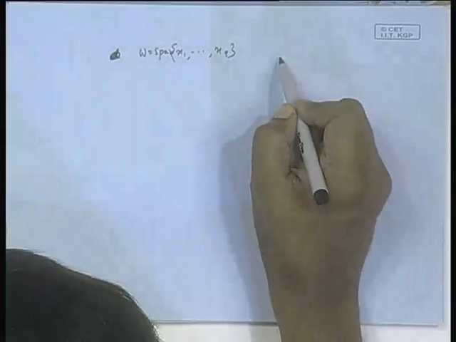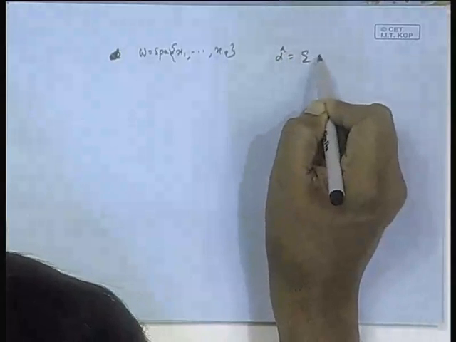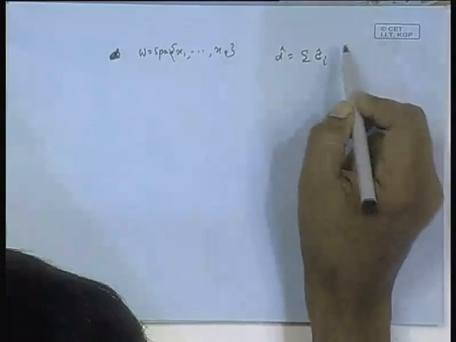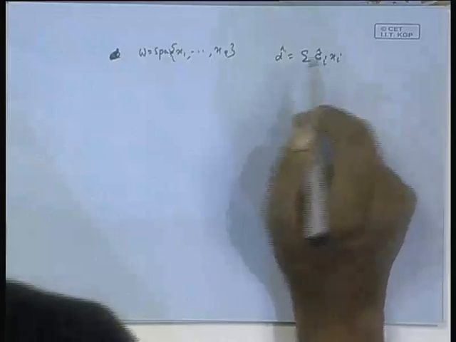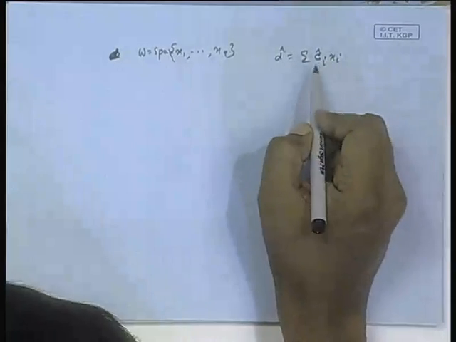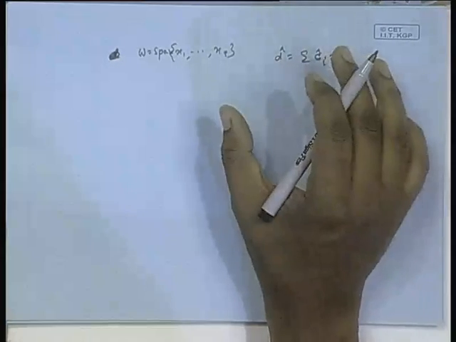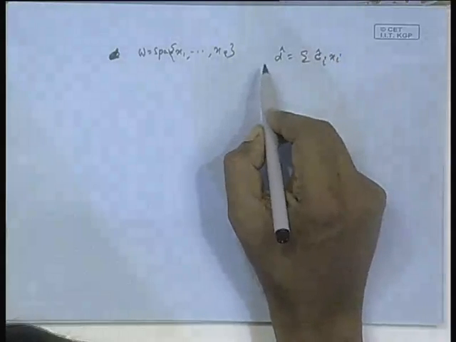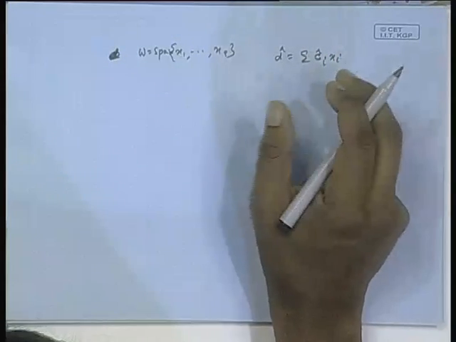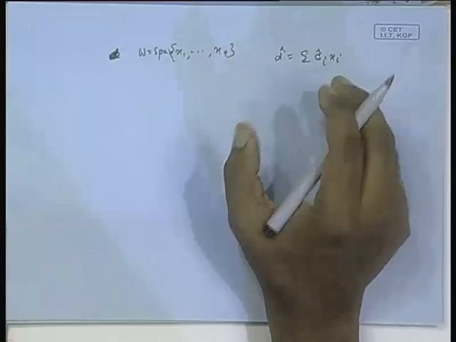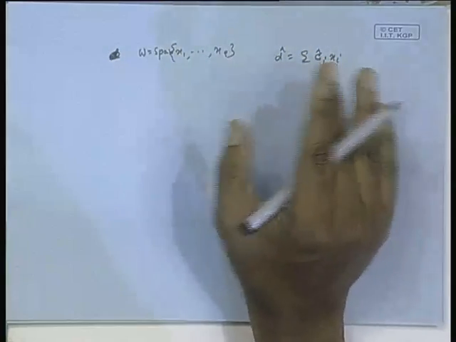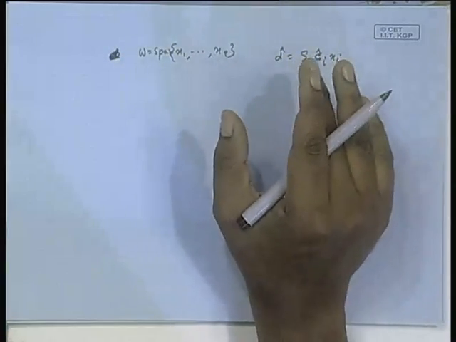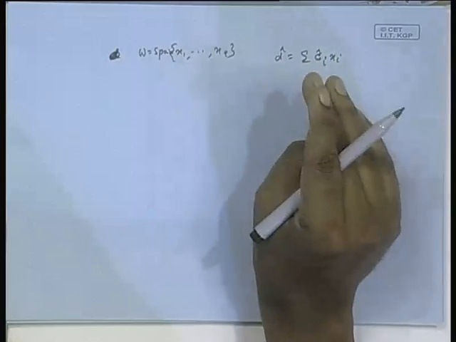That means you want to find d cap as the sum of c cap i xi, where c cap i is the best estimate. That is, if you really project orthogonally, the corresponding combiner coefficients are denoted by c cap i, so that the error between d and d cap has minimum variance. Here, in this vector space of random variables, the inner product was the correlation between random variables, the norm square was the variance, and all that.